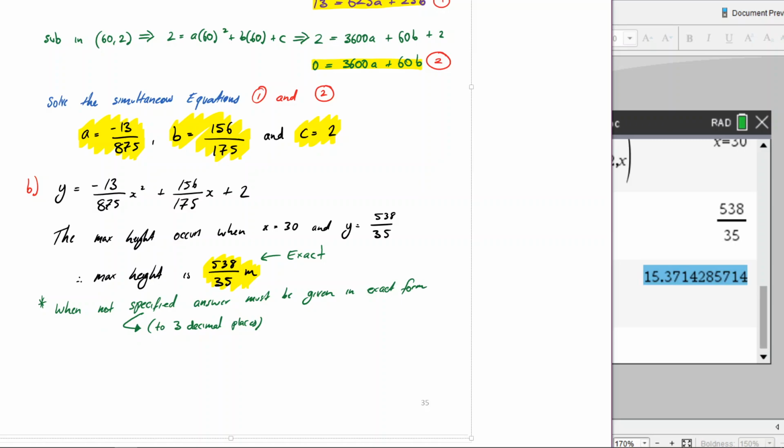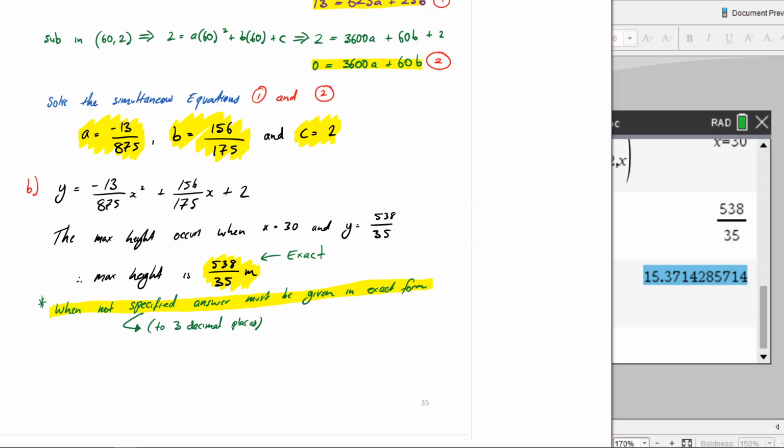This statement right here, that when not specified, the answer must be given in an exact form, is something that is true for all of Methods. This sentence will be written on all your CATs, on all your exams, and on your Year 12 exam as well. So it's just important that you know that.